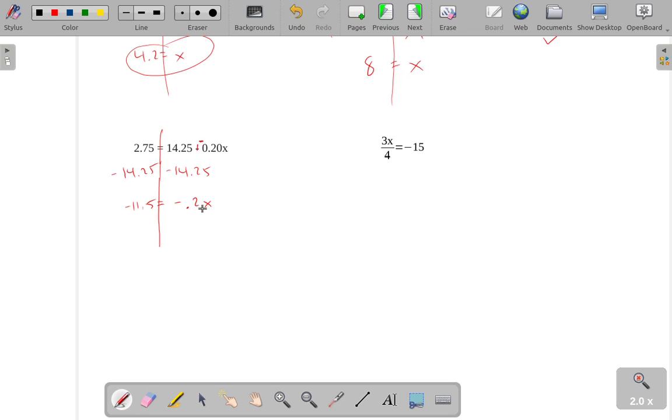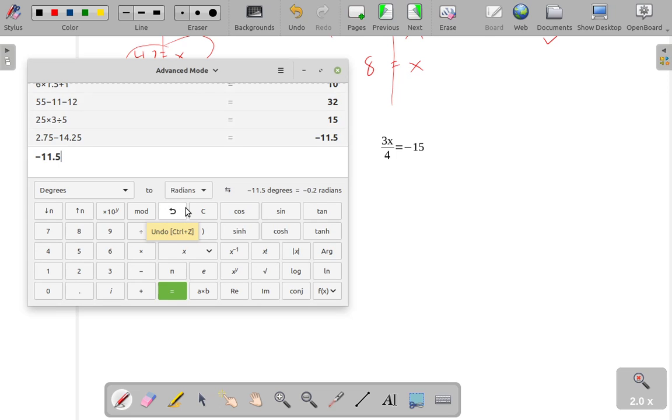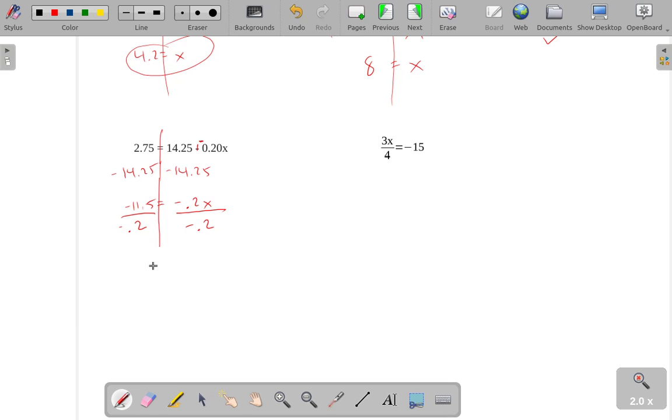Alright, to get rid of the multiplying by negative 0.2, I will divide both sides by negative 0.2. Divide this number by negative 0.2, which gives me 57.5. That number seems a little weird, so let's check it.